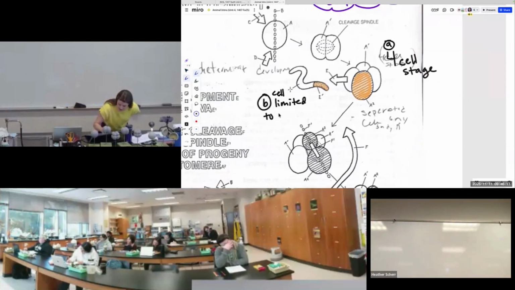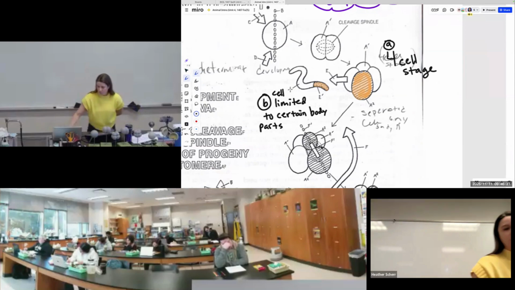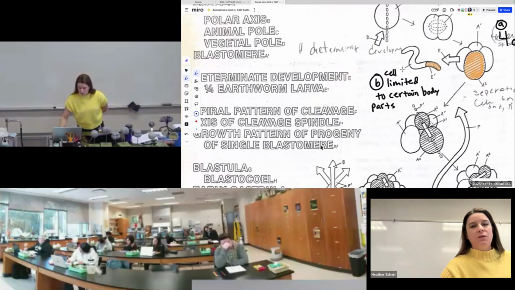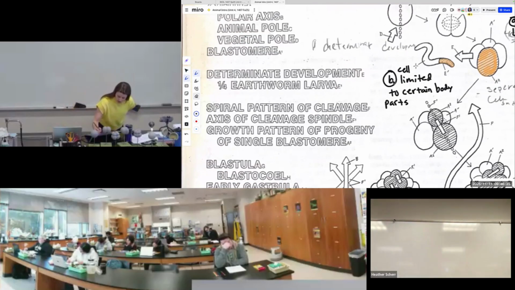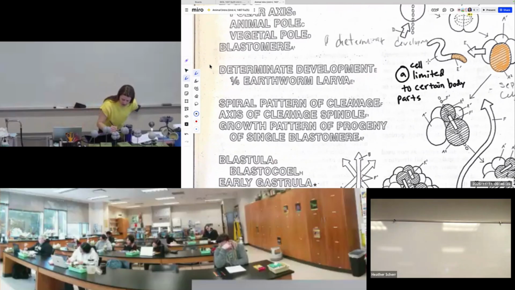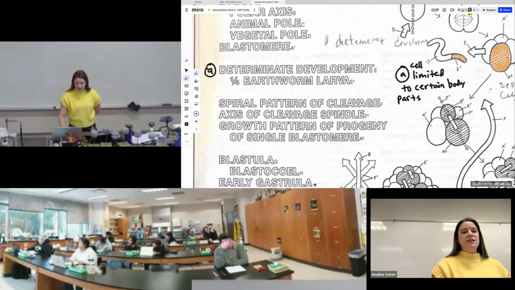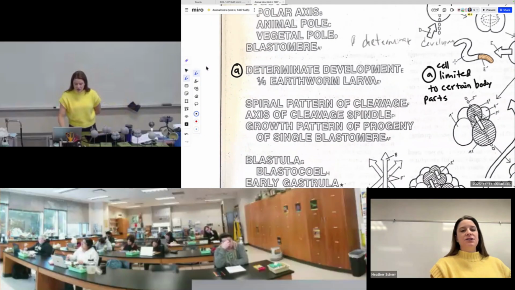Cell is limited to certain body parts. So it's differentiated at this stage. And that goes along, sorry, that should be A. Because this is all together, that is what is called determinate development. So that's a cleavage stage thing. Cleavage stage difference is that there's determinate development.